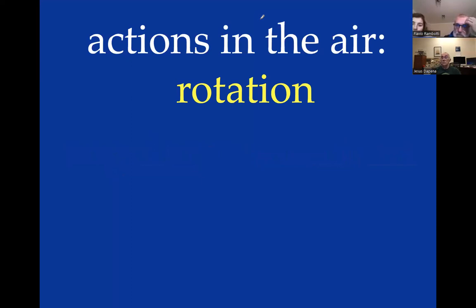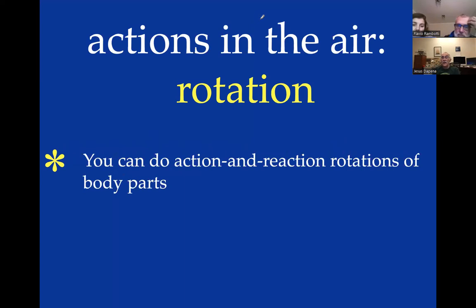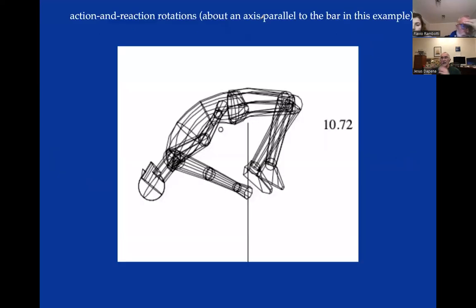One of them is you can do action and reaction rotations of body parts. If you make one part of your body rotate faster by using your muscles, that will make some other part of the body rotate more slowly. So a classical example is this one in the high jump. You have a high jumper arched over the bar, and the whole body is rotating counterclockwise in this view.